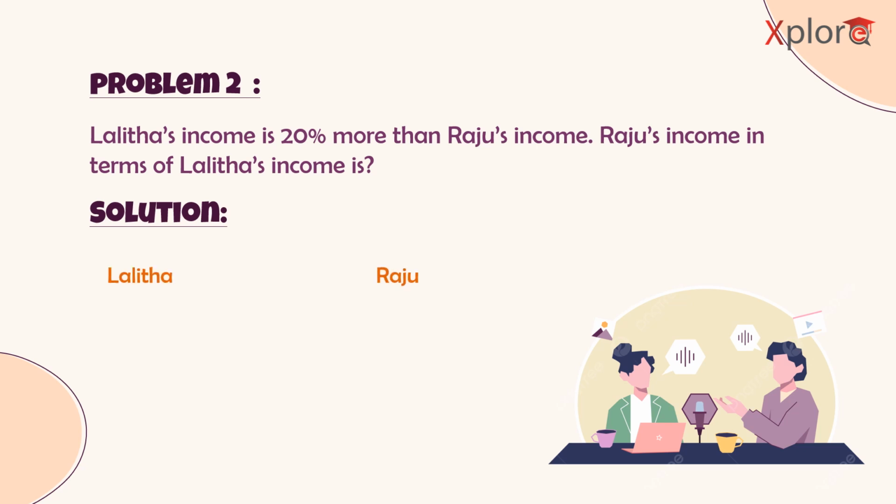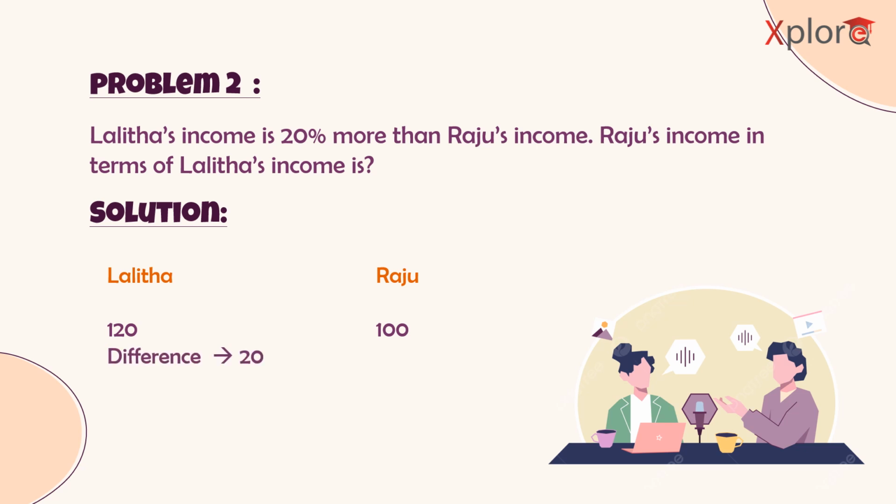So here we need to compare the salaries of two people. They are Raju and Lalita. Now let's consider Raju's salary as a complete value because it is independent. So let it be 100. And Lalita's income is 20% more. So 20% of 100 is nothing but 20. So more than Raju, Lalita is getting 20 more, which is nothing but 120 she is getting.